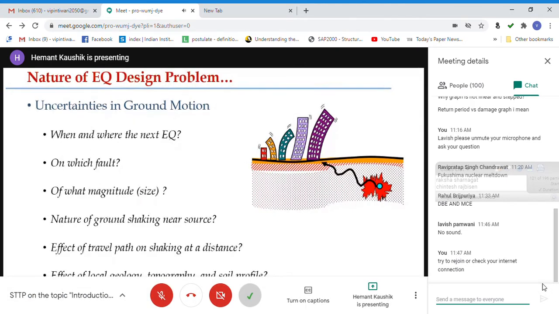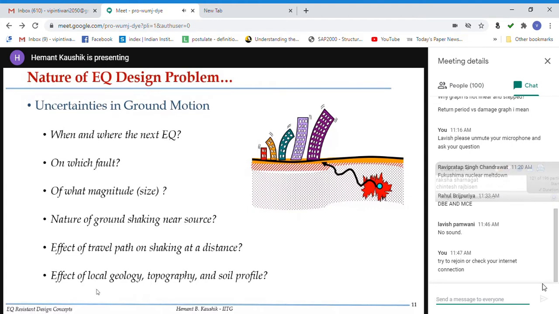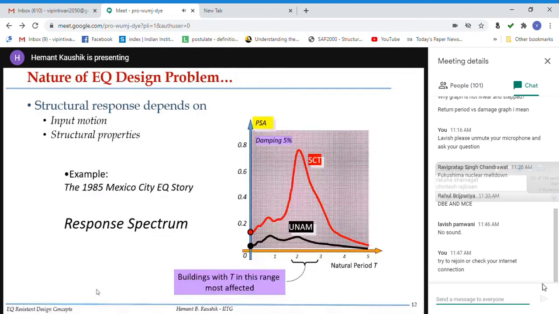So now you can see there are so many questions, so many uncertain things when we talk of these earthquakes. Now considering these, I'll come back to that Mexico City earthquake story. So we now know that the structural response depends on the input motion, right? And it also depends on the structural properties.